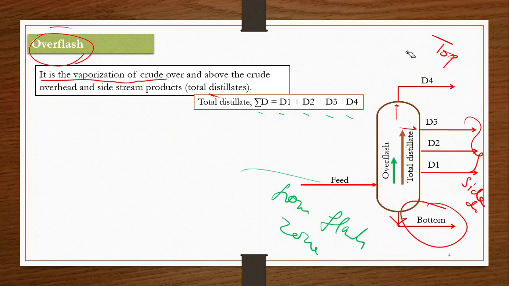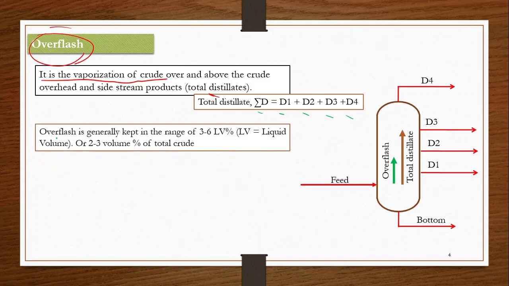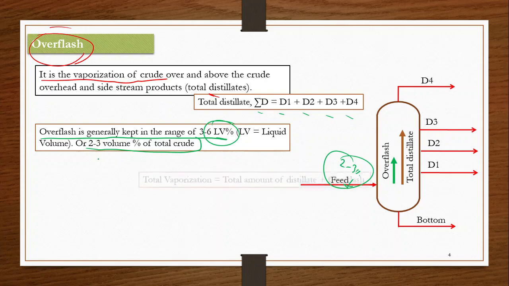So you can see here, overflash is what happened. Overflash is basically the over and above. Besides the total distillate, we again have to vaporize a small amount extra. We have to vaporize this amount. So that is called the overflash. Why we need overflash? Overflash is generally kept in the range of 3 to 6 liquid volume percentage or 2 to 3 volume percent of total crude. Normally only 2 to 3% of the total feed is taken as the overflash that needs to be vaporized over and above the total distillate.